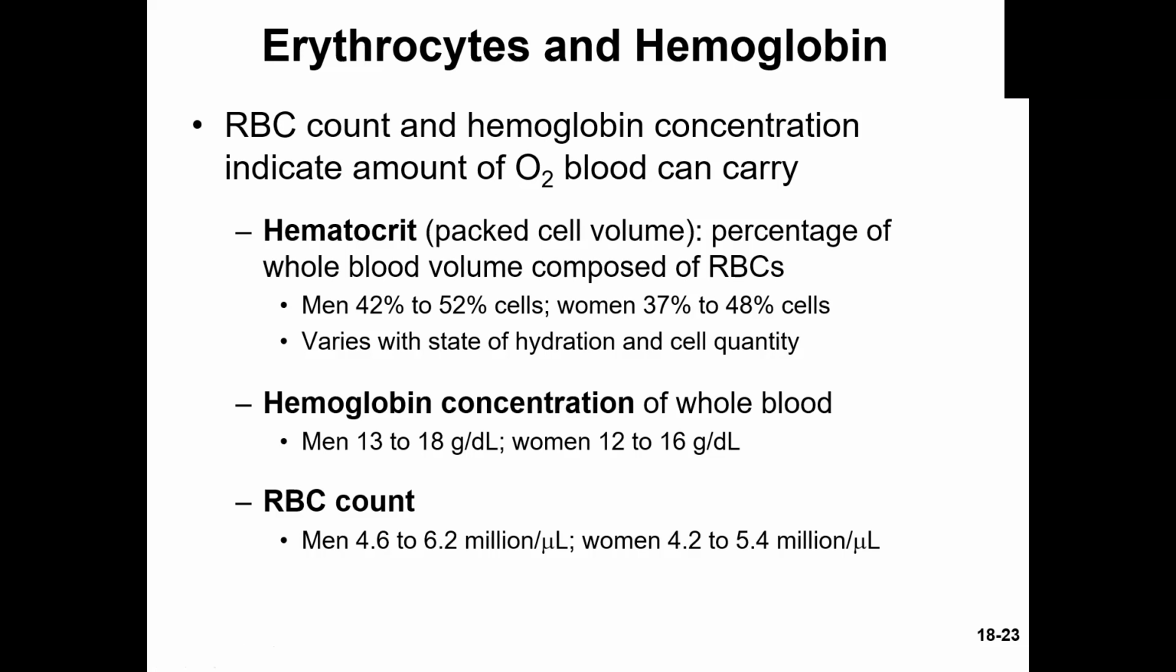Hematocrit is a measurement of the packed cell volume. It is a percentage of the whole blood volume, which is composed of the red blood cells. If you remember that picture on that slide previously of the test tube that had been spun through the centrifuge, and it has the red blood cells on the bottom, the plasma on the top. We're looking at the red blood cells on the bottom.